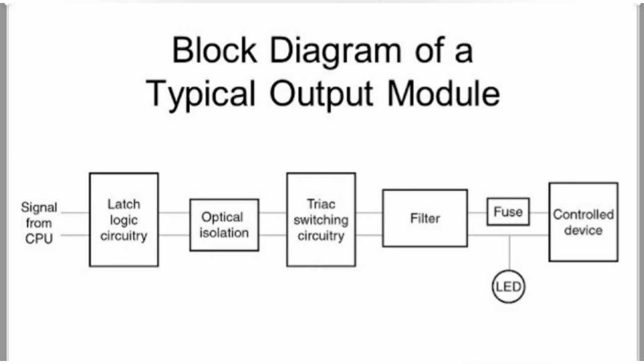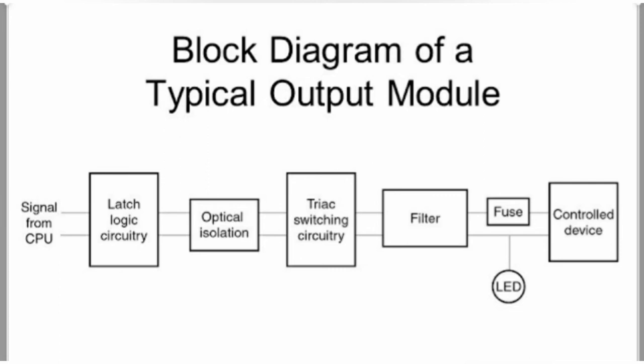The optical isolation circuit provides isolation between the low voltage signal of the CPU and the high voltage field devices. The output of the optical isolation circuit is then given to the triac switching circuitry. A triac is a high power switching device used to connect or disconnect a high voltage signal to the output field devices. Triacs are switched on or off by the signal from the optical isolation circuit.